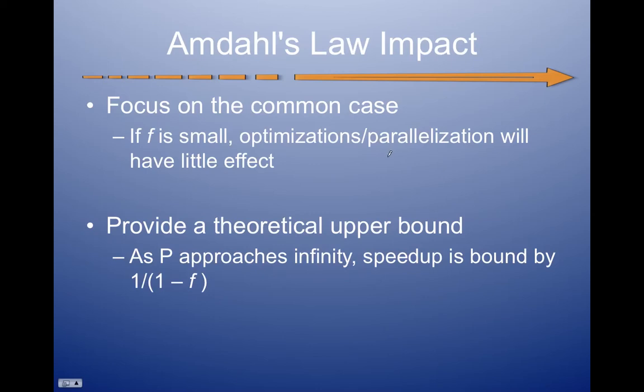If we look at the impact of this law on what we have to do on parallelization, if f is small, let's say less than 50%, the benefit from parallelization and optimization is going to be very small. And it also gives you a theoretical upper bound. Let's assume that p equals infinity. In that case, the execution time of the accelerated part is 0. So your speedup is bounded by that. This is what we saw on the previous curve.